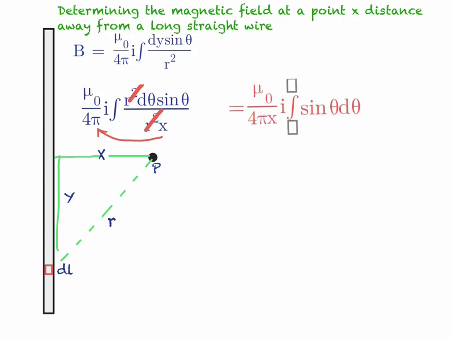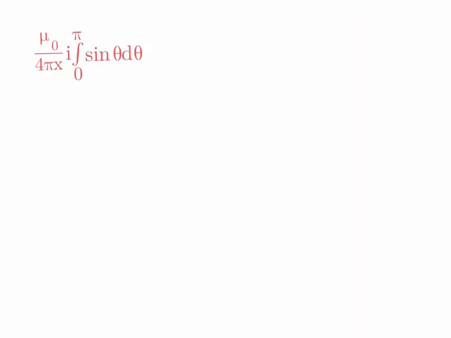Now the limits of integration here, we're going to integrate from 0 to pi, right, as we work our way up the wire. Okay, so now I'm going to do the integration, and when I integrate sine theta d theta, I get negative mu naught I over 4 pi x times cosine theta from 0 to pi.